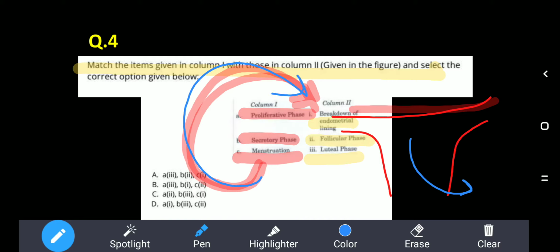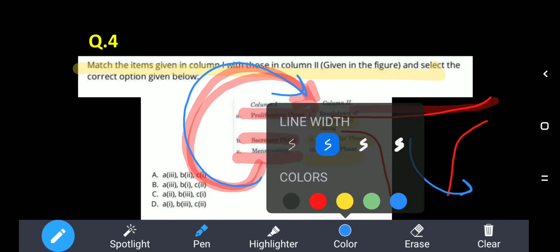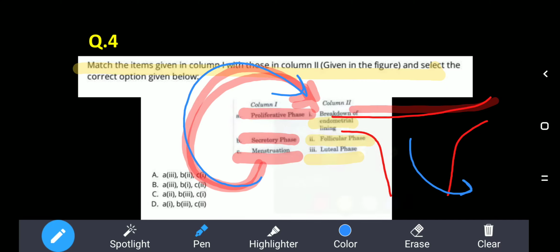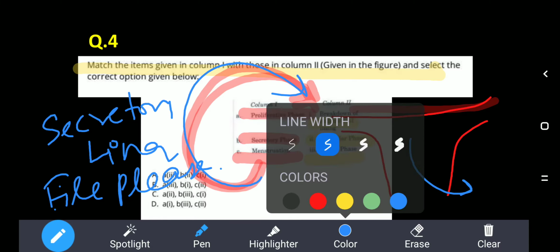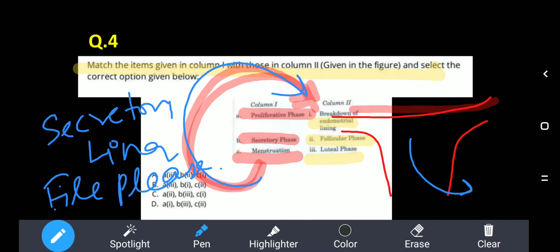For the second one, we have to decide between these. So I'm going to give you a trick for remembering. Secretary Lena, file please. Secretary Lena, file please. For menstruation, you need to remember this. Secretary Lena, file please. That means S is the secretory phase.